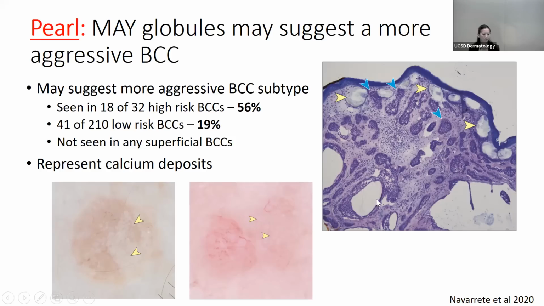And so here again are some more examples of these yellow-white globules highlighted by the yellow arrows. And then a little bit harder to see in this one, but there's a few globules right here. And if you look histologically, it corresponds to the same yellow arrows, just calcium deposits in the superficial dermis.